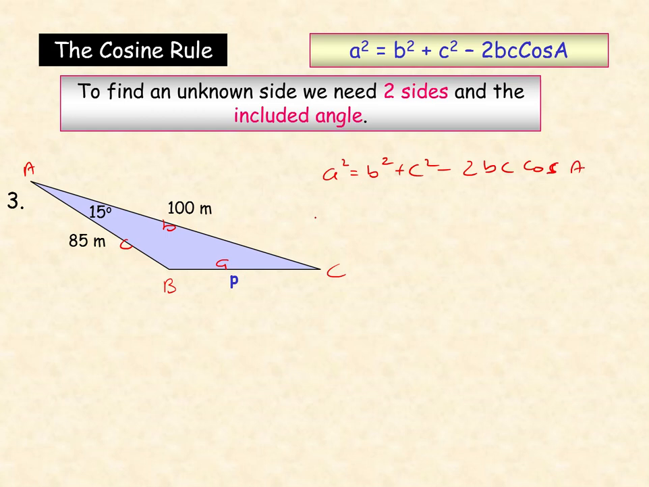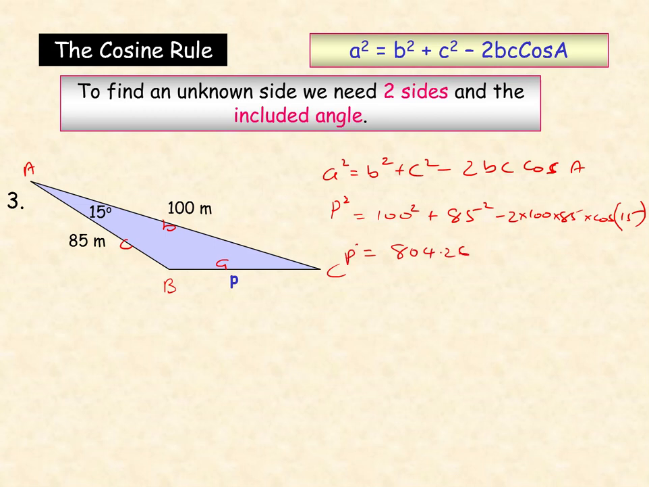A is in this case p, so p squared is equal to b squared, 100 squared, plus 85 squared minus 2 times 100 times 85 times cos of the angle in between, which is 15 degrees. In the calculator it likes it if you put brackets around there, so we'll do that. If I work that out on my calculator, I should get 804.26.